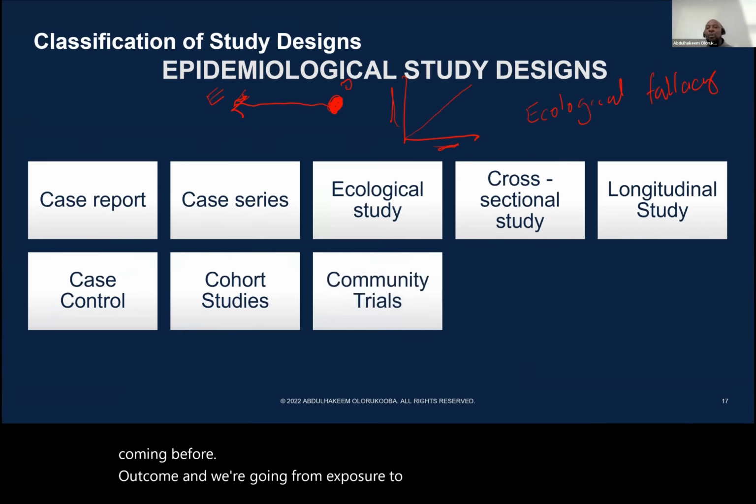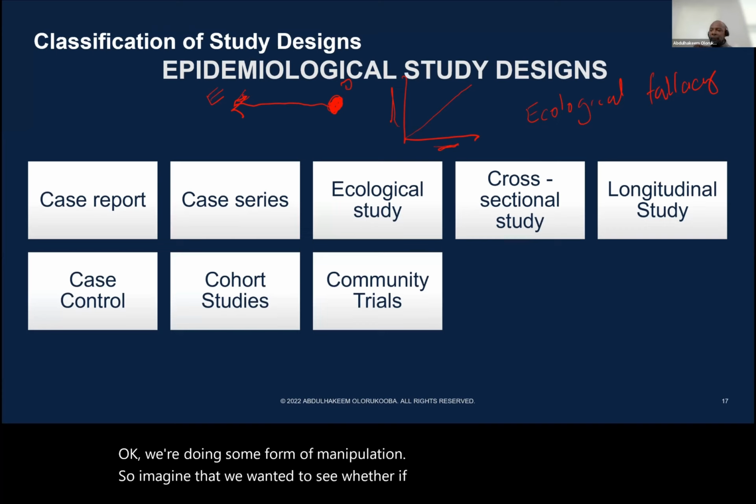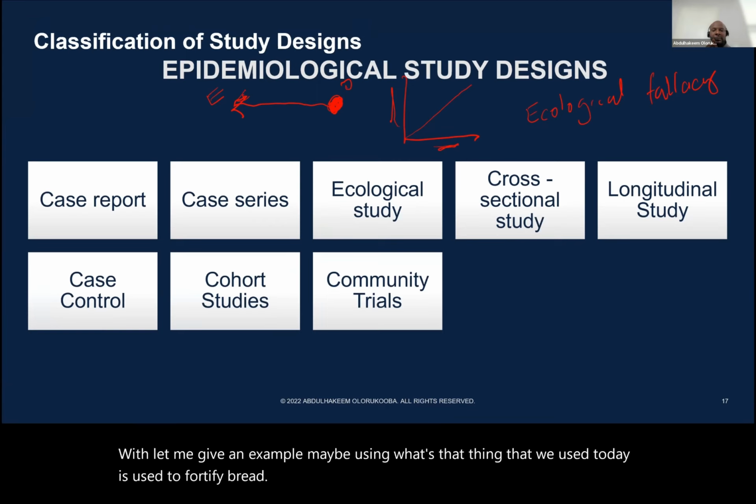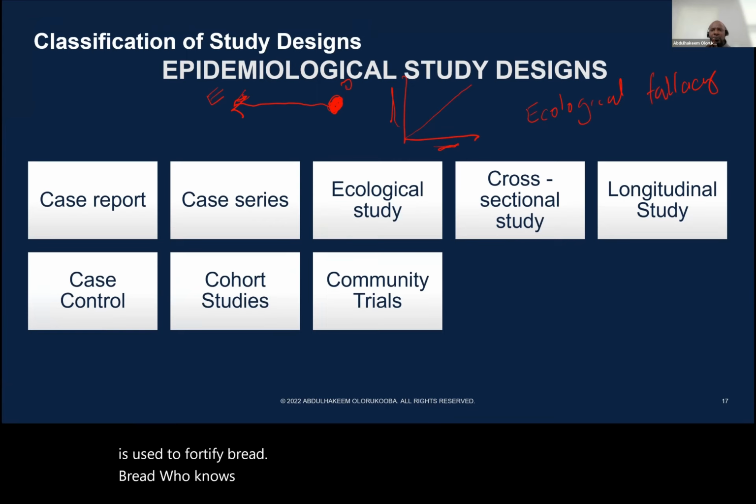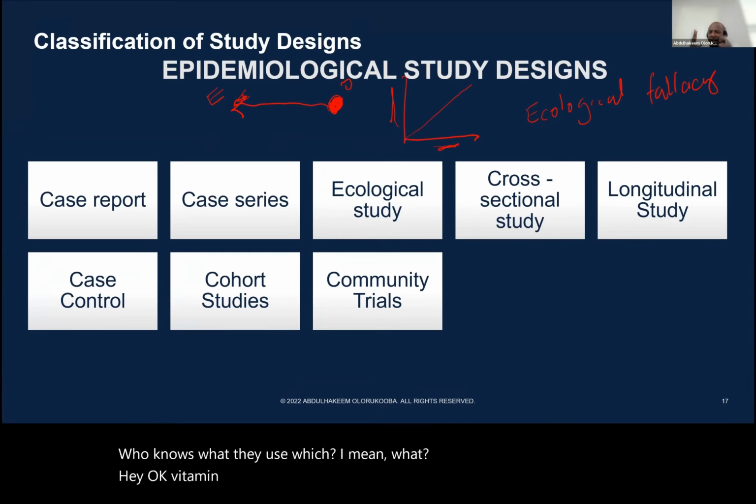Okay, we have what is called community trials. From this point on, we are manipulating. We're doing some form of manipulation. So imagine that we wanted to see whether, let me give an example, maybe using what's that thing that they used to use to fortify bread? Who knows what they use? Vitamin what? A. Okay, vitamin A. They can put any other thing to fortify.